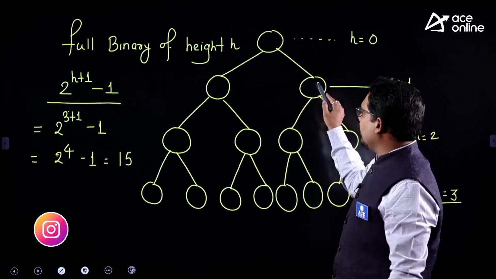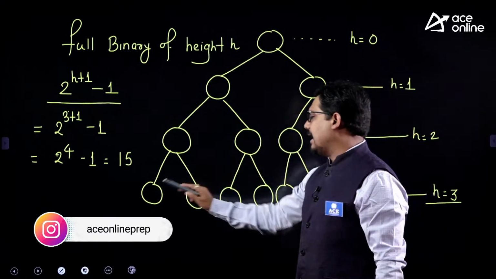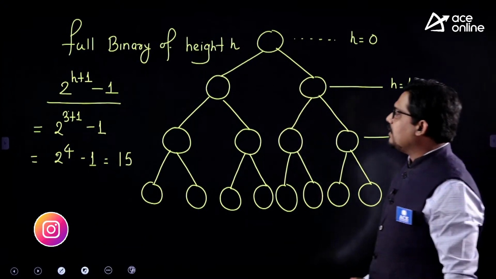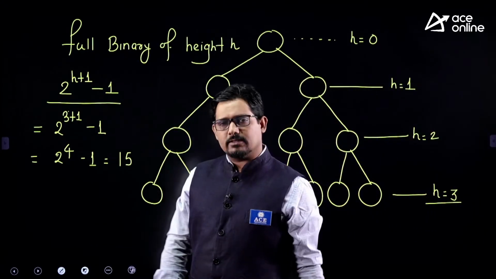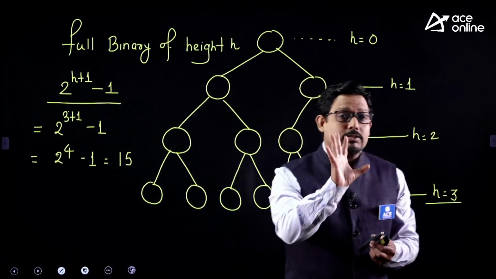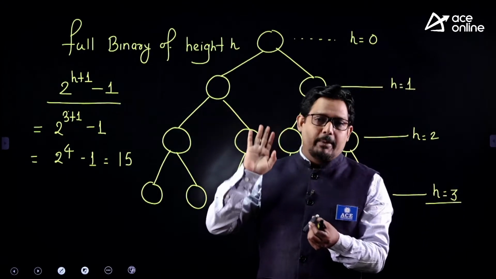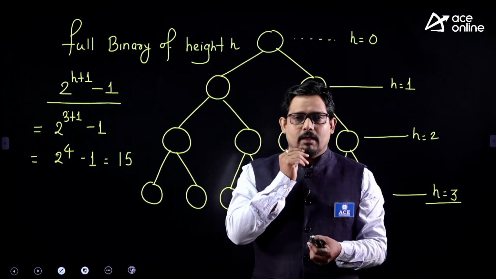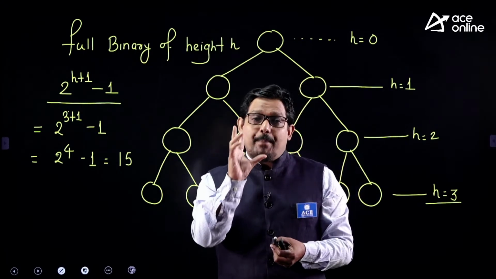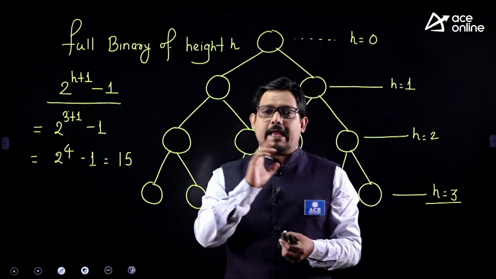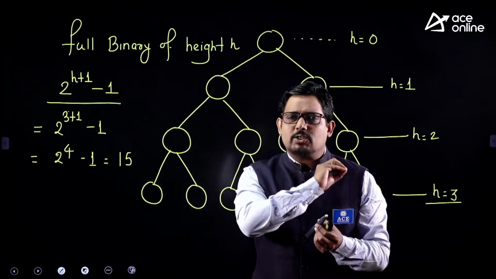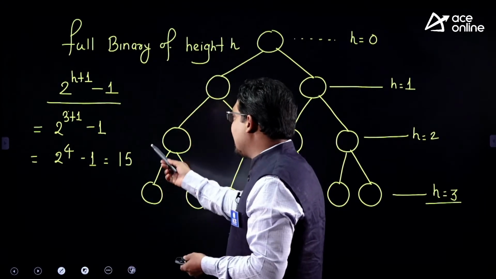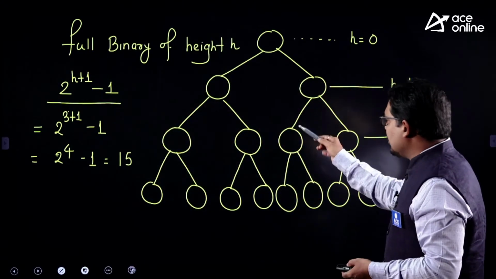So 1, 2, 3, 4, 5, 6, 7, 8, 9, 10, 11, 12, 13, 14 and 15. This formula is applicable for height h. Another concept, you can say. But the idea is that every level will be full. This is a compact representation with n nodes. Compact means there is no single space left in this representation. 2 to the power h plus 1, minus 1. So this we are talking about.